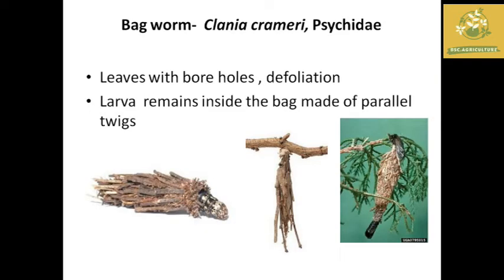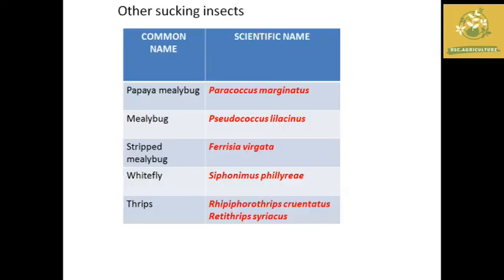And so the next one is bagworm. The bagworm's scientific name is Clania crameri, and it comes under the family Psychidae. While talking about these bagworms, they cause leaves with boreholes and also cause defoliation, and the larva remains inside a bag made of parallel twigs, so we can easily identify it in the crop.